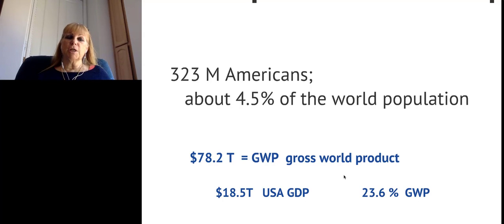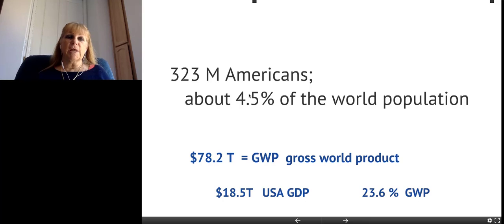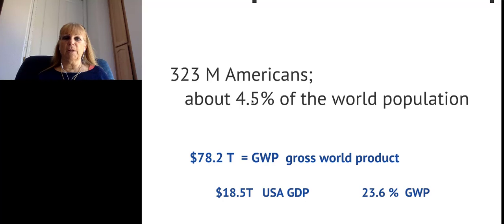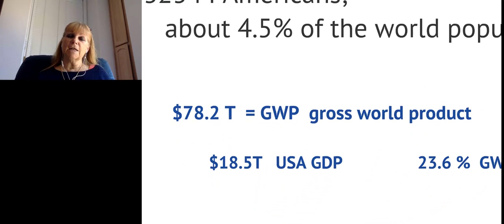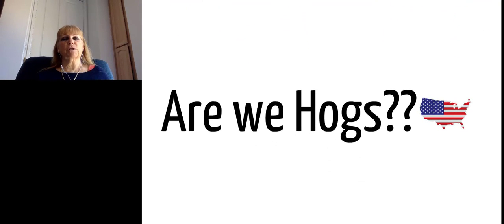Now, the United States GDP is 18.5 trillion, which makes it 23+% of gross world product. If you look at this number, 23.6% and 4.5%, I want you to really think about that. We're less than a 20th of the world's population, but we consume more than a fifth of the world's goods and services. We add in a couple of other factors to this whole scenario, and we have to ask the question, are we in the United States hogs? Do we disproportionately consume? I think most of us would have a hard time saying, even to some degree, maybe we are a little bit hoggish.